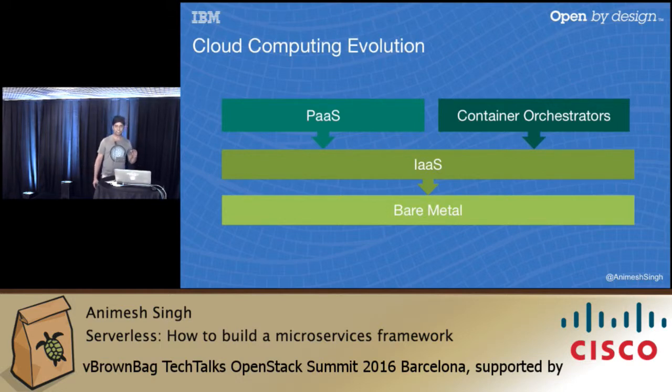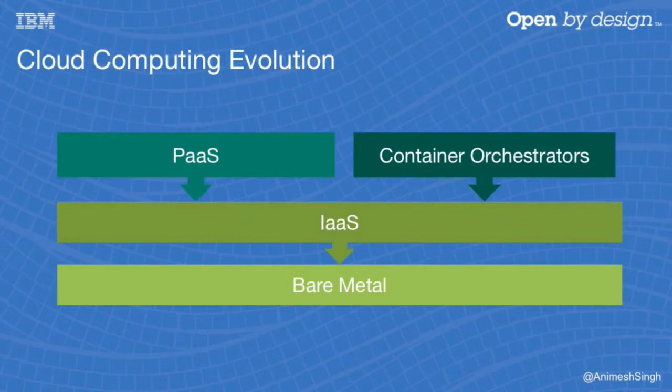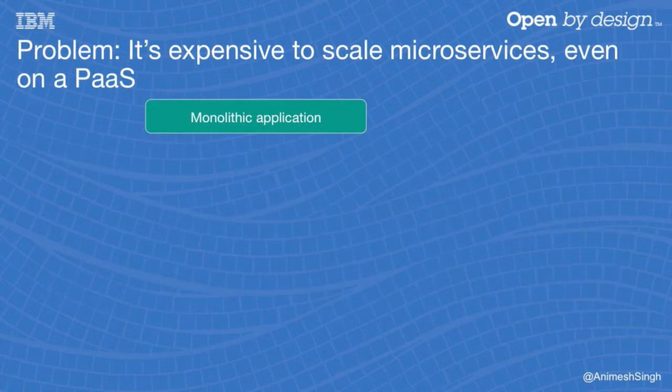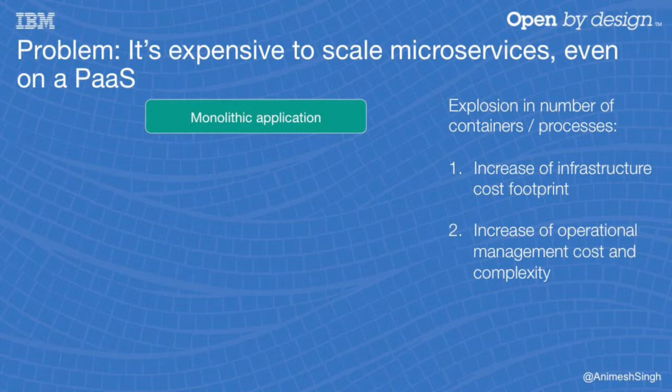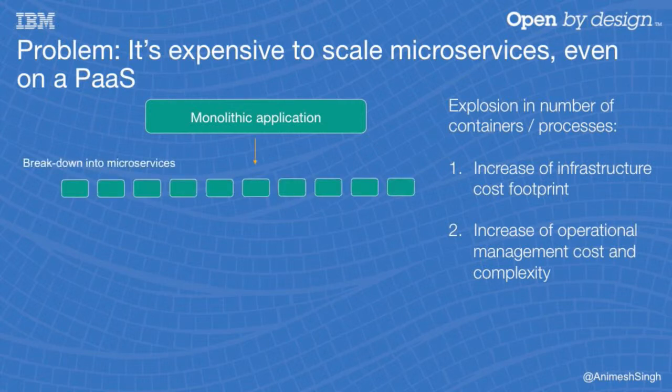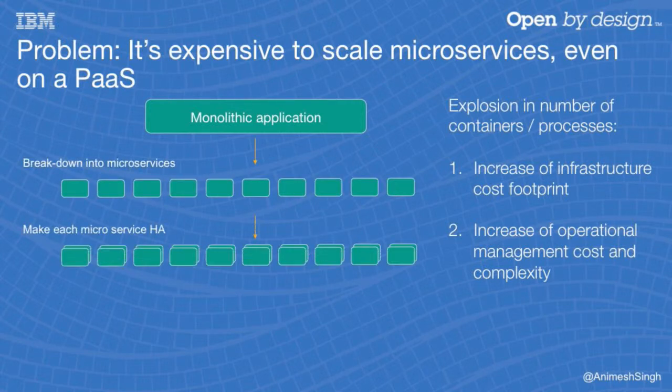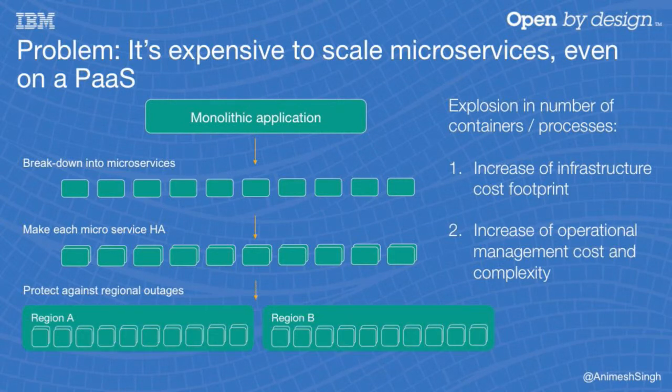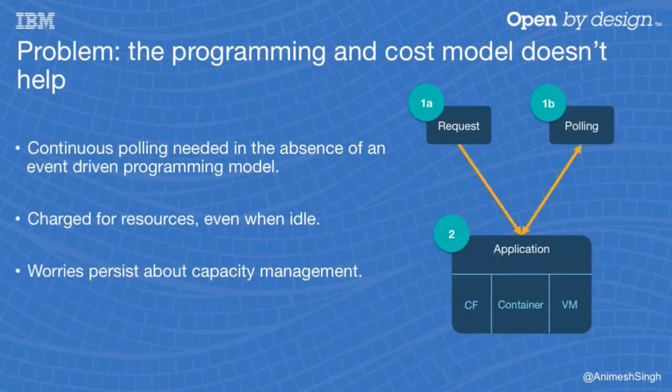If you see the evolution of cloud computing, it started from bare metal, then we moved to infrastructure as a service, where OpenStack is. Then we have platform as a service offerings like Cloud Foundry, etc. And then container orchestrators like Kubernetes, Docker Swarm, etc. came in. The problem even with something like platform as a service is that it's expensive to scale these microservices. First, you need to take a monolithic application, break it down into different microservices, then make sure that every microservice is highly available, and then make sure that you have it in different regions for regional outages.